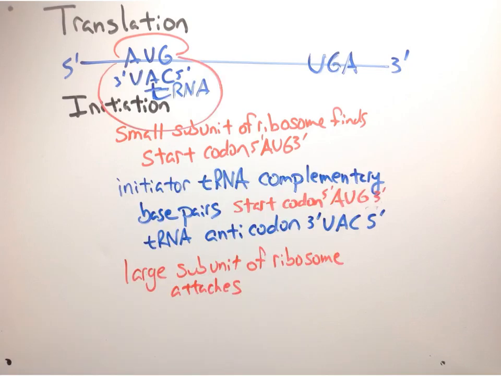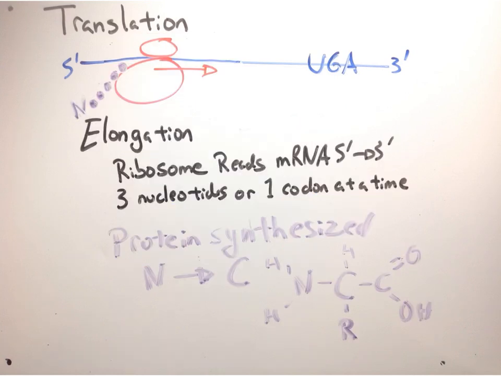The small subunit of the ribosome stops at the start codon, and then the initiator tRNA complementary base pairs with the start codon. The part of the tRNA that complementary base pairs with the start codon is called the anticodon. And so it lines up anti-parallel 3' to 5' UAC with the start codon. Once the tRNA is attached, the large subunit of the ribosome can attach as well.